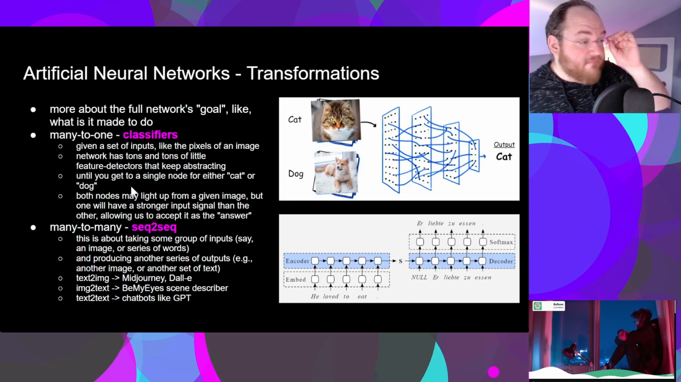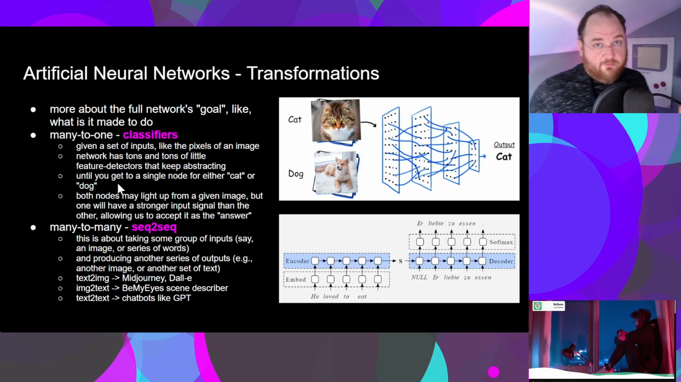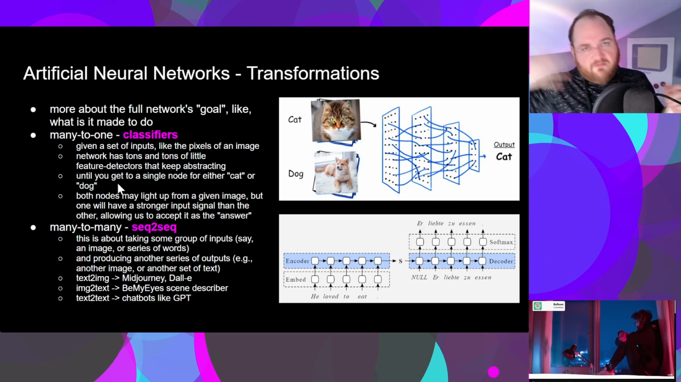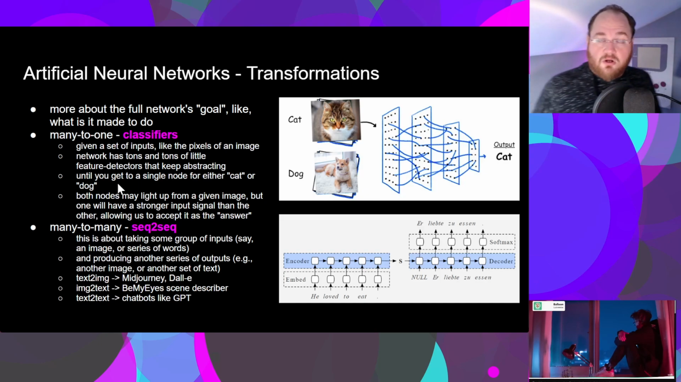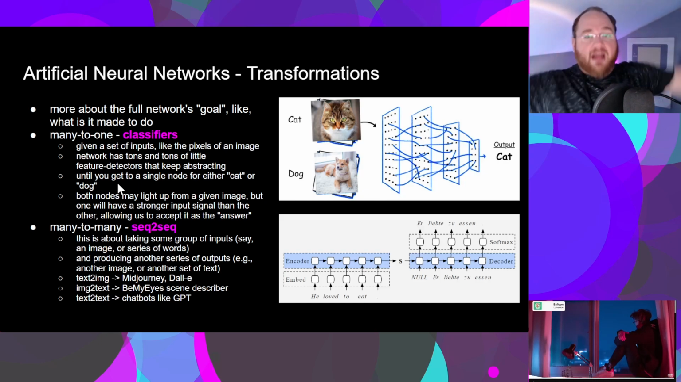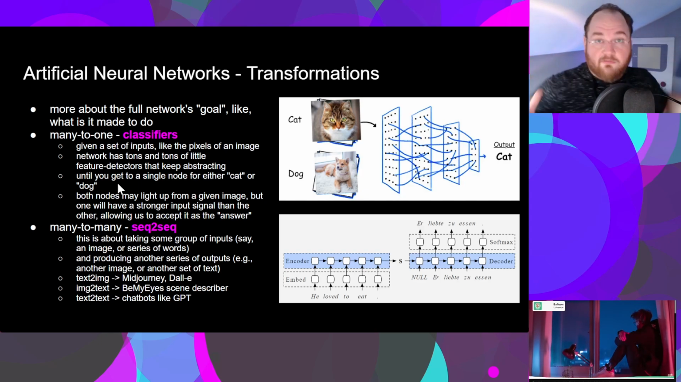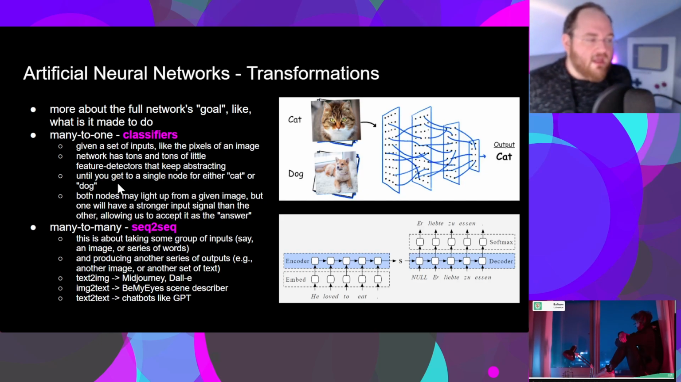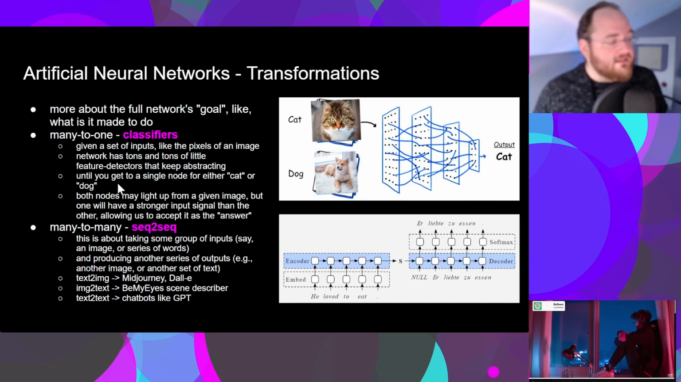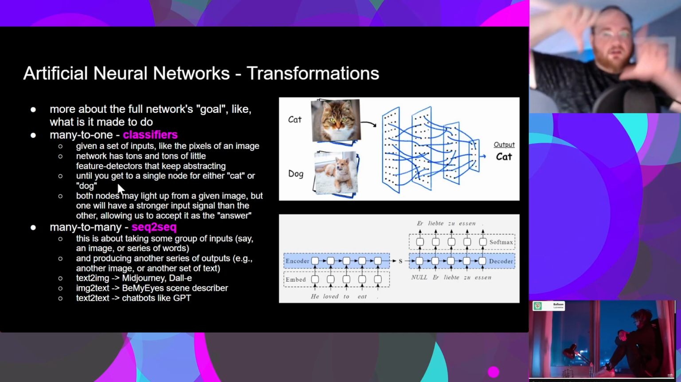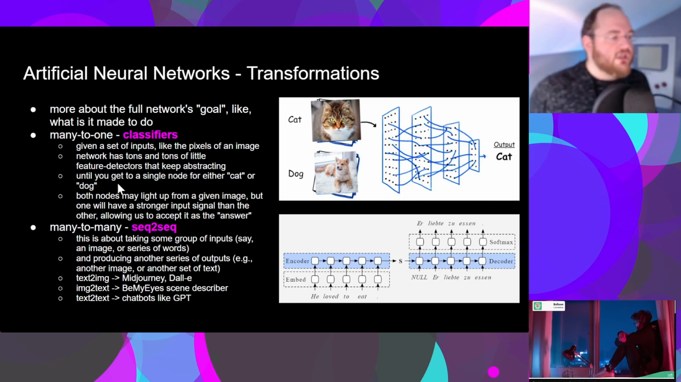Then we have many to many, which is more of the modern stuff we've been seeing lately. Some sequence of lots of stuff turns into some other sequence of lots of stuff, right? Taking some group of inputs, like an image or a series of words, and using that to produce some other output that is also a series, like an image, lots of pixels, or output of words, right? So you may have seen many of these things lately. Text to image would be things like Midjourney and DALL-E, where you write a prompt, many, right? Lots of text, and then out comes an array of pixels that is a picture.